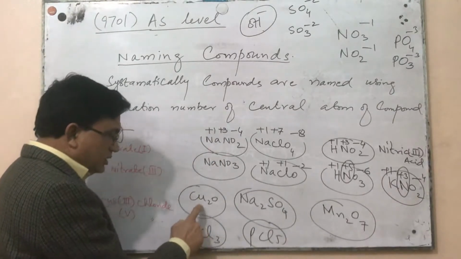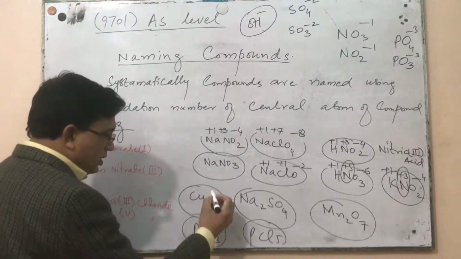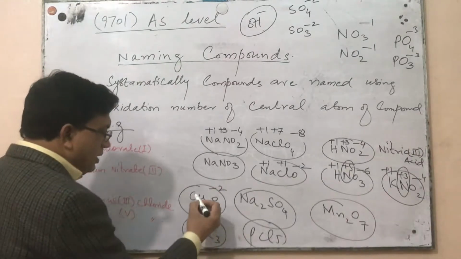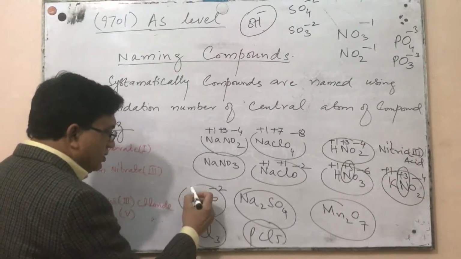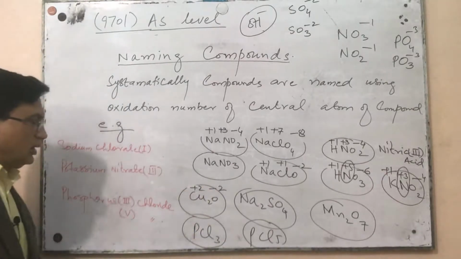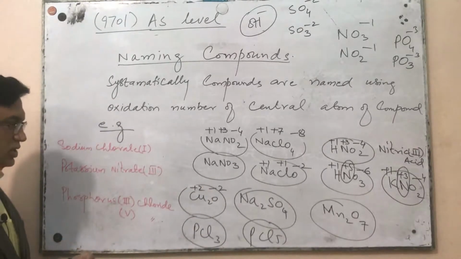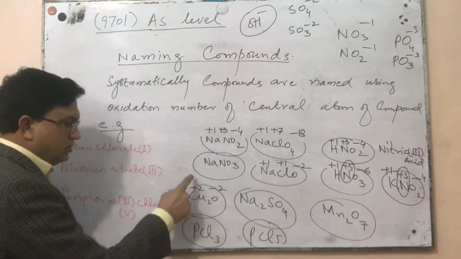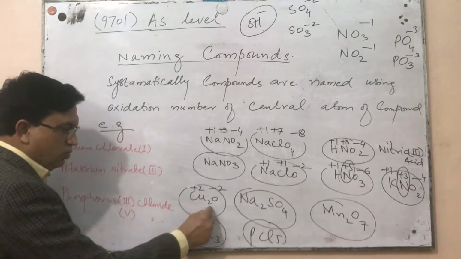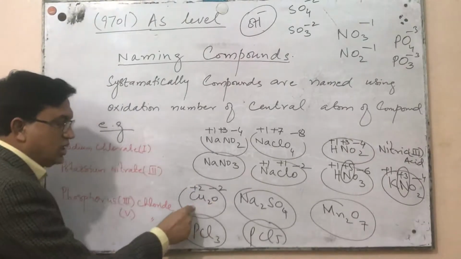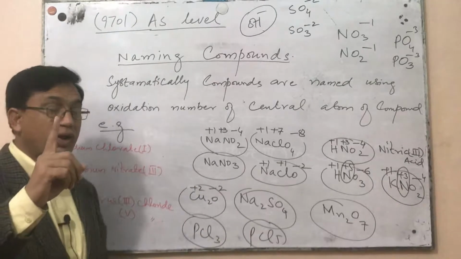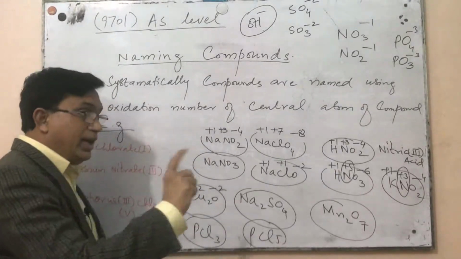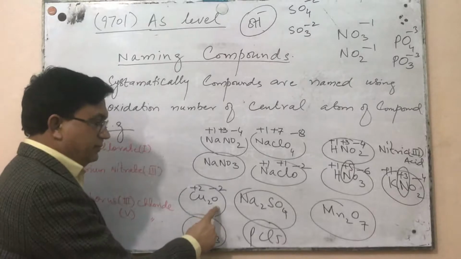Now, this compound can be named as follows: oxidation state of oxygen is -2. To make the algebraic sum, we will take the oxidation number of copper +2. But this +2 oxidation state is of 2 copper atoms, so +2 will be divided by 2. Answer will become 1. That's why the name of this compound will be copper 1 oxide, because we have to find out the oxidation state of one atom. Normally, always, the oxidation state of only one atom is mentioned, copper 1 oxide.